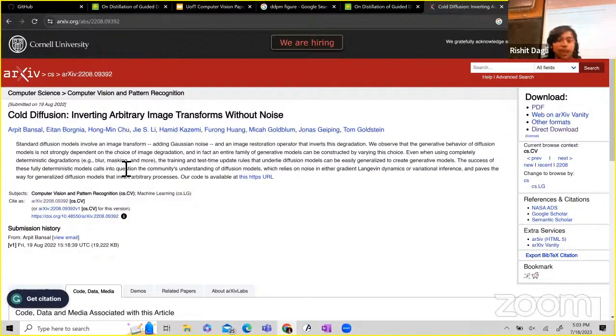We are at time, and not to self-promote, but we also have a new paper which extends cold diffusion for hot transforms. But that's all for today.